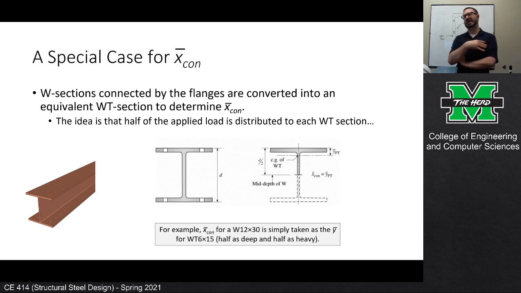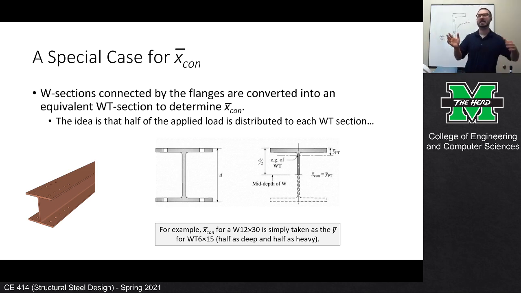And so if I had like a W12 by 30, if I cut that in half, well, it's half as deep, so it's a WT6, and it's half as heavy, so it's a WT6 by 15. And so I look up the centroid for an equivalent WT, which would be a WT6 by 15, and I use that centroidal distance as the X bar for the W section. Again, as I mentioned earlier, these are empirical expressions, so this fits the test data pretty well.